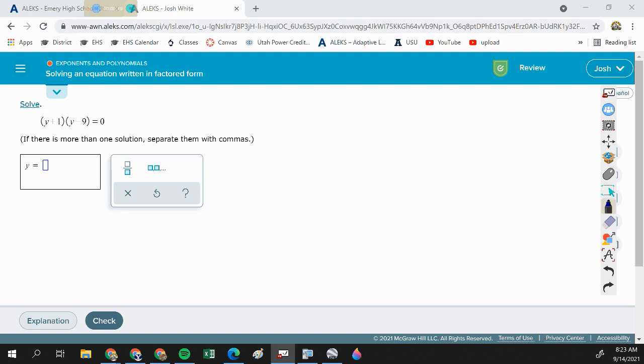So here we have an equation that has two binomials, y plus 1 times y minus 9 equals 0. And we know how to multiply those together to get a quadratic. But I want to know which y values make this equation true. So if I had a times b equals 0, what do you know about a and b? One of them has to be 0.